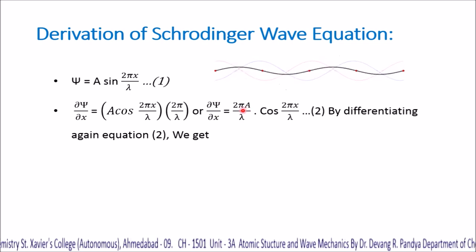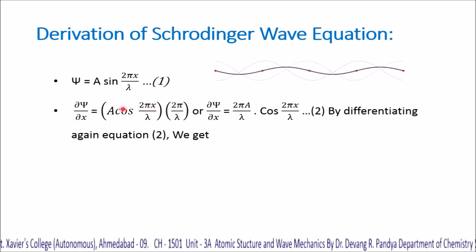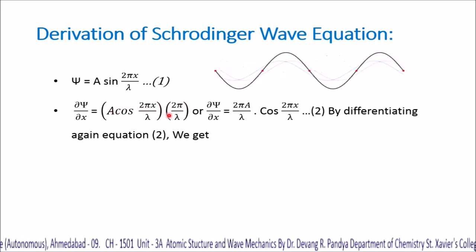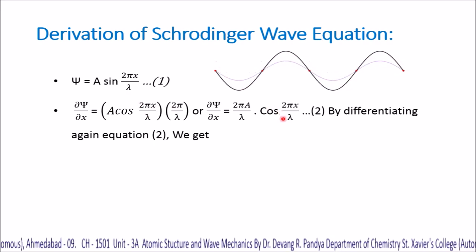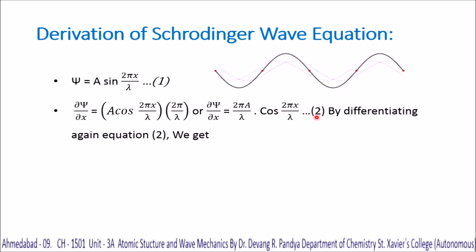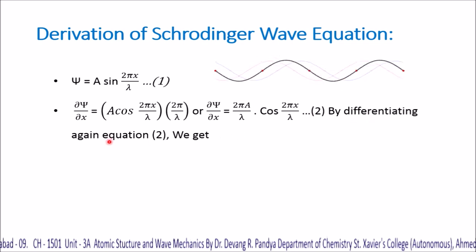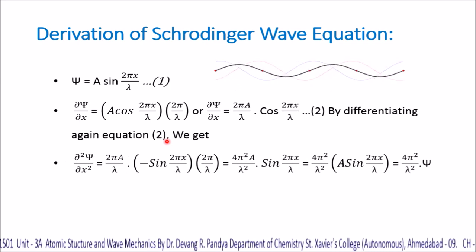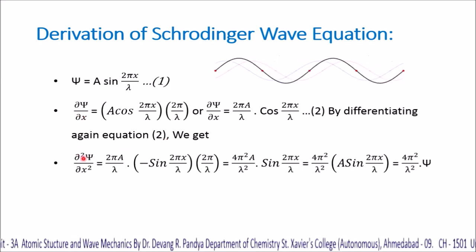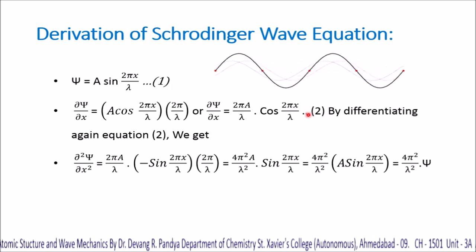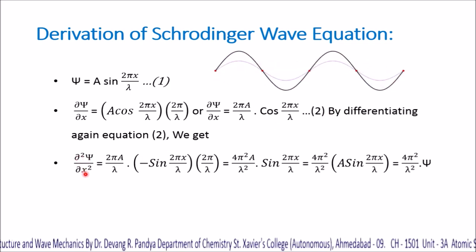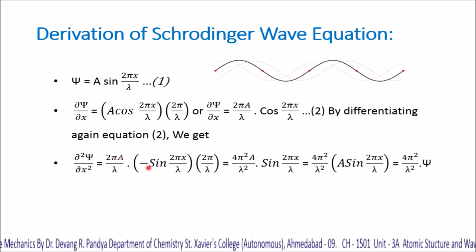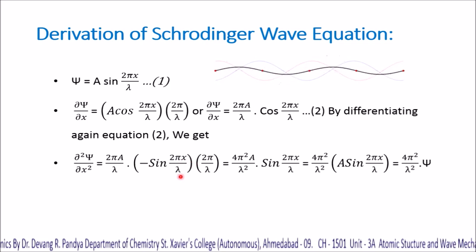We can represent this equation as dψ/dx = (2πa/λ) cos(2πx/λ), and that we have numbered 2. By differentiating this equation 2 again, so double differentiation, this one is single, now double differentiating equation number 2, we get d²ψ/dx² = (2πa/λ) × (−sin(2πx/λ)) × 2π/λ.